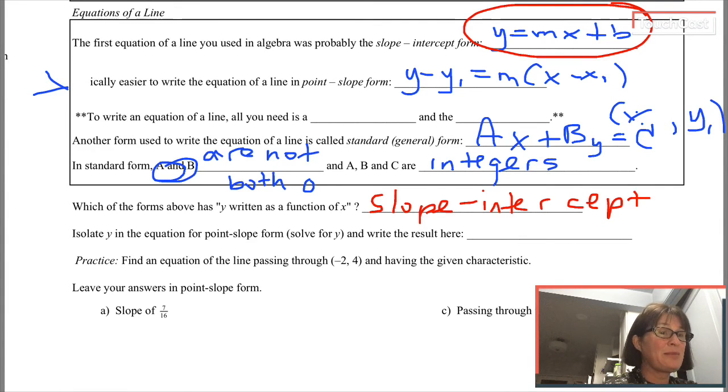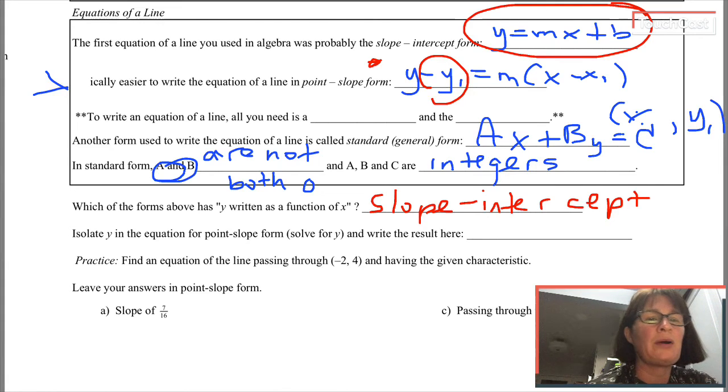What is sometimes helpful to us, we said we're going to use point-slope much more frequently in calculus, but it's also very helpful to have y written as a function at least of things that we know. So here I suggest you take point-slope form, which is here, and I'm going to isolate the y. Well, what is it that's making the y not by itself? It's this minus y1. So I'm going to go to a blank screen and show you that.